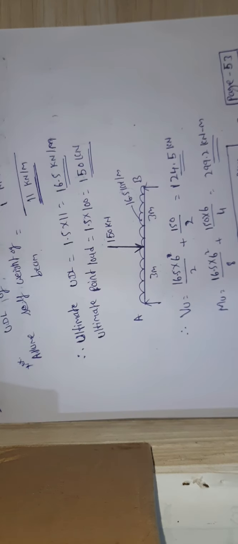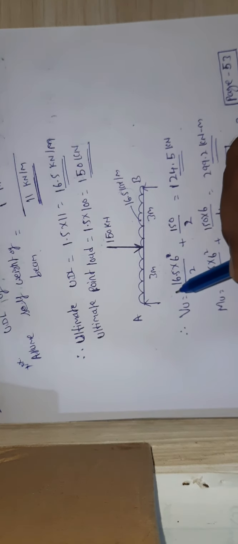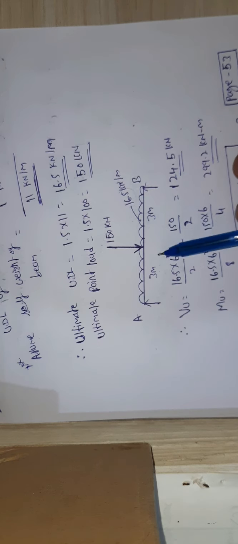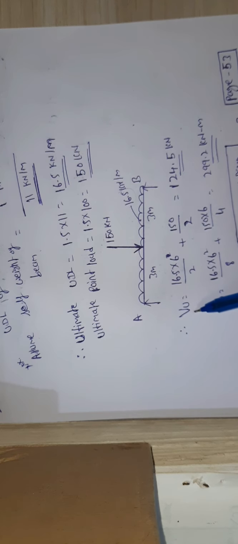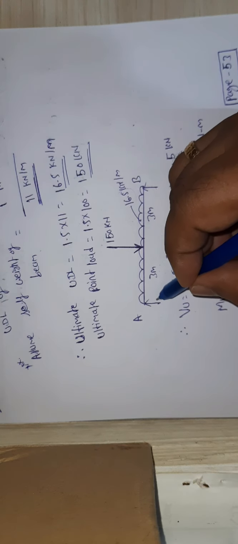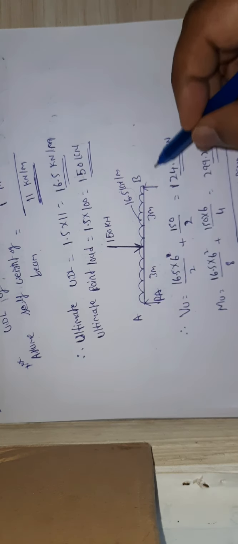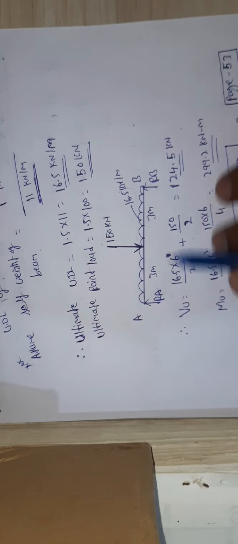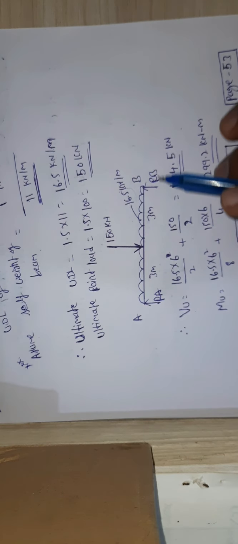So now let's calculate the reaction of this beam. VU means the ultimate shear force. How to calculate VU? We need to take the maximum shear force. In the beam, where will be the maximum shear force? Maximum shear force will be at the supports, so if you find out the reaction, that will be your maximum shear force. So let us calculate the reaction.